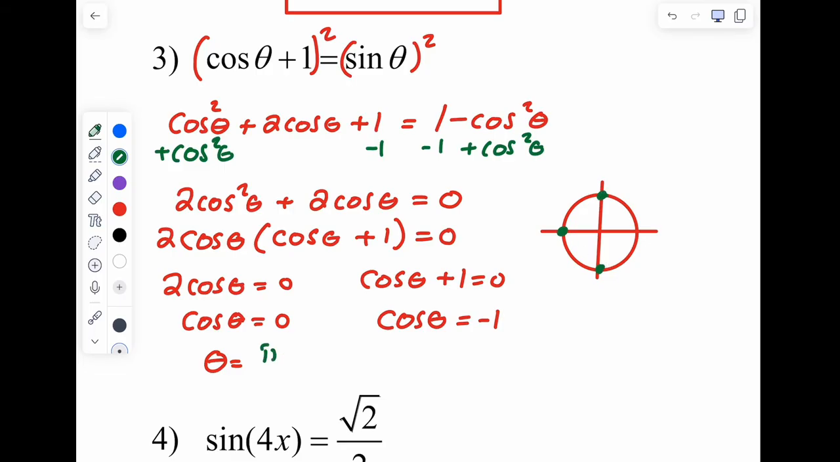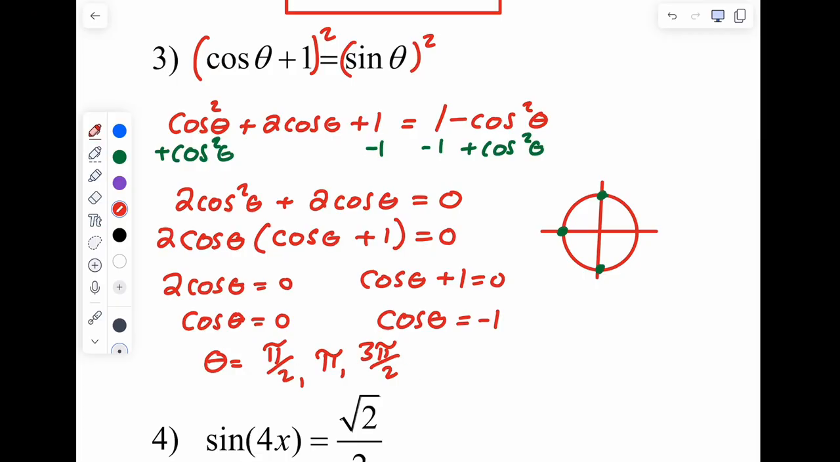So I have pi over 2. I have negative pi. What? Not negative pi. What am I saying? Sorry. Pi. I was thinking to myself that pi makes it negative 1. Pi and 3 pi over 2. I mean, negative pi would be the same location, but we're only listing answers from 0 to 2 pi.